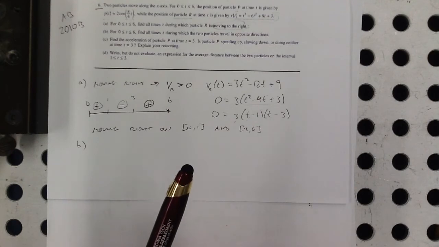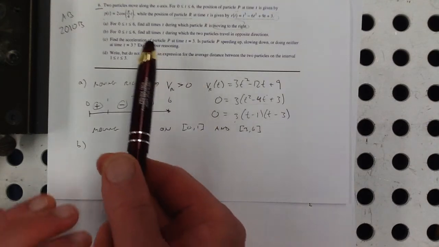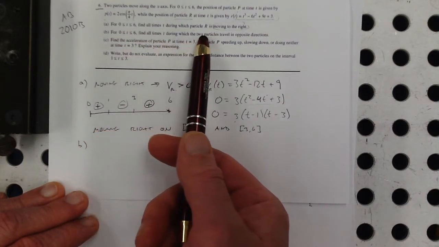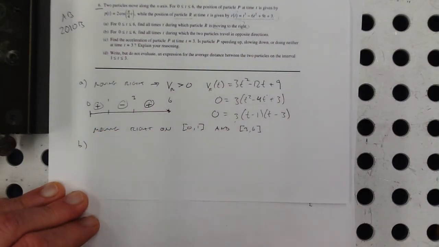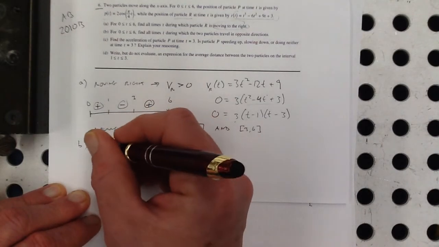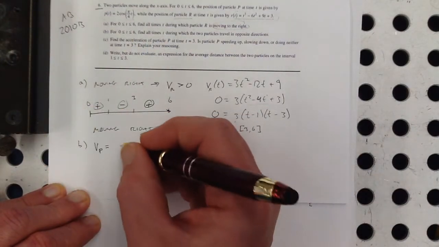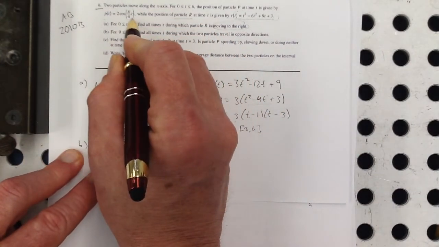Alright, part B. For those times between 0 and 6, where are the particles traveling in opposite directions? Well, I know about particle R, so let's figure out the other one. So this one, derivative a little bit more tricky.